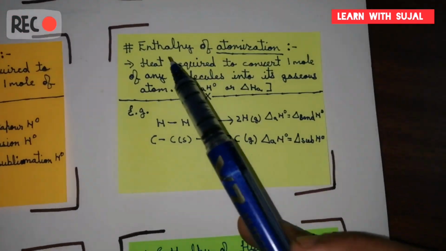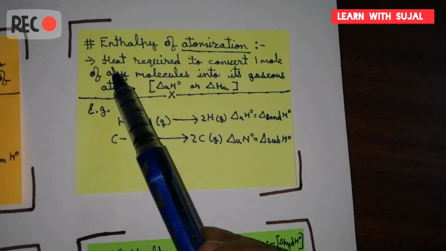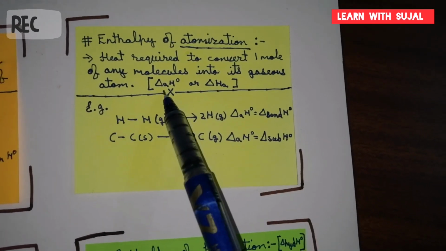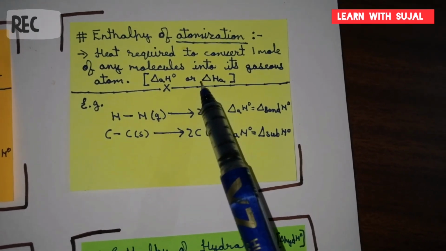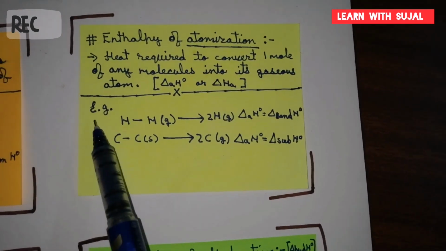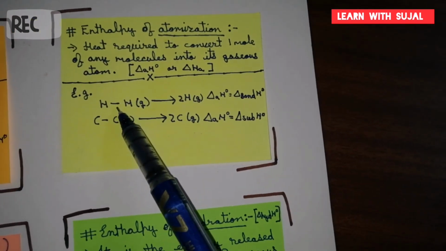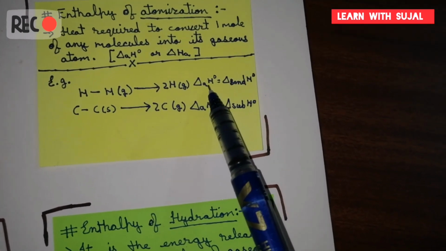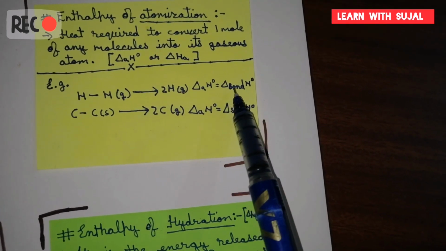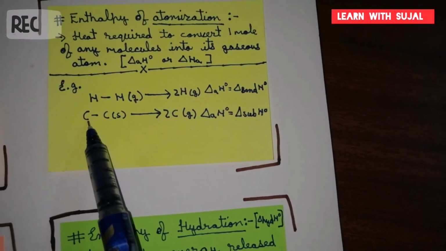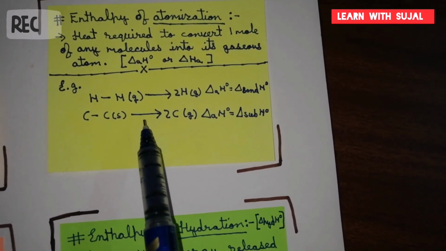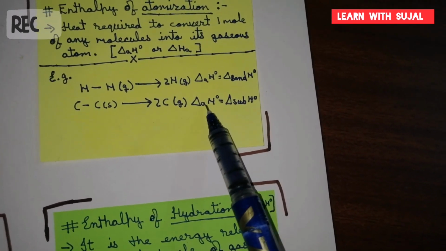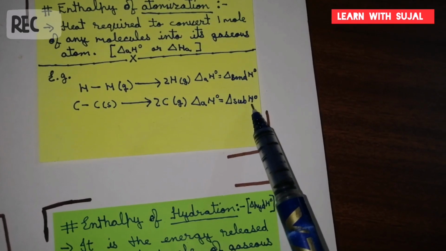So let's talk about another enthalpy, enthalpy of atomization. It is the heat required to convert 1 mole of any molecule into its gaseous atoms. It is denoted by delta H A. For example, H-H in gaseous state gives 2H gaseous, and the atomization enthalpy is equivalent to the bond enthalpy. Carbon in solid state gives C in gaseous state, so the atomization enthalpy is equal to the sublimation enthalpy.